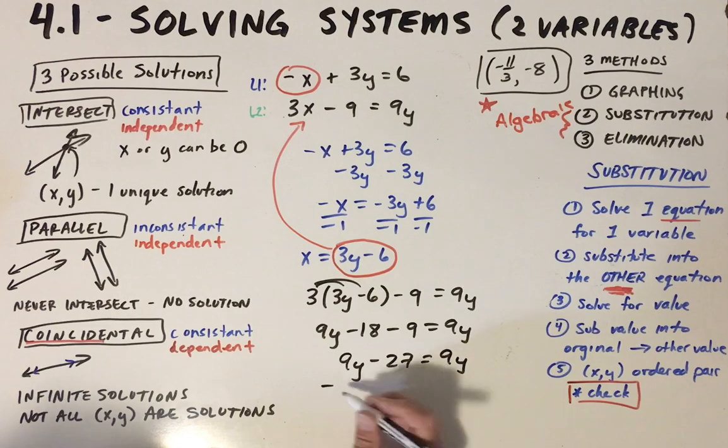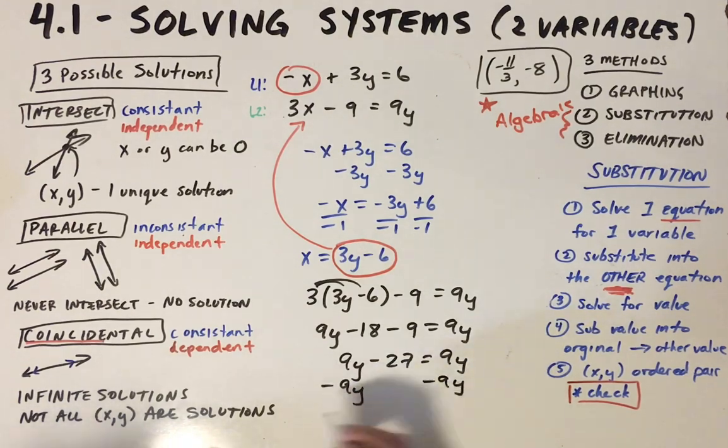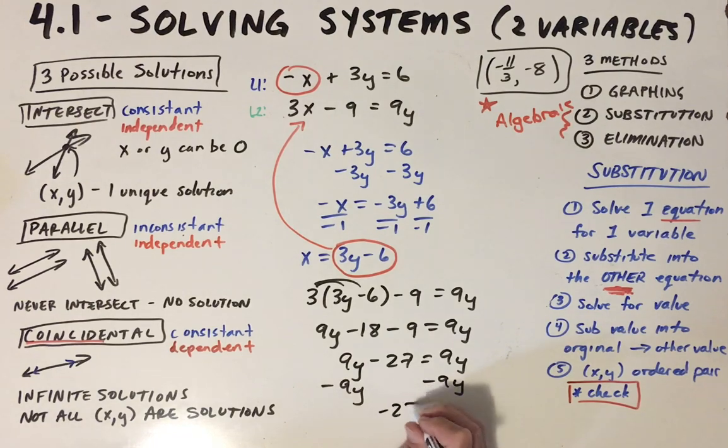Then when I subtract 9y from both sides, I get negative 27 is equal to 0. This is crazy, because what just happened? When you get to this point, you might think, oh my gosh, what did I just do wrong? But you didn't do anything wrong. This says that negative 27 is equal to 0, and negative 27 will never equal 0. This is a false statement.